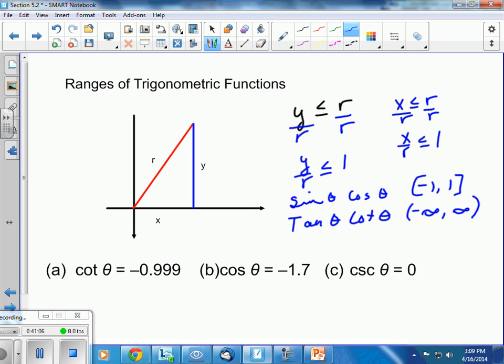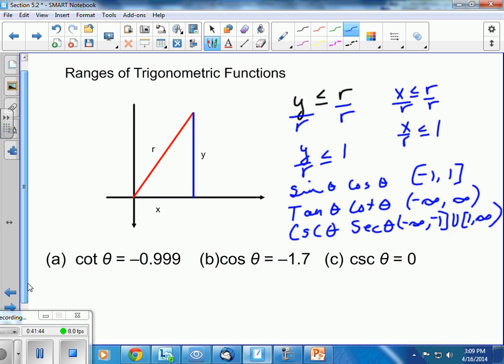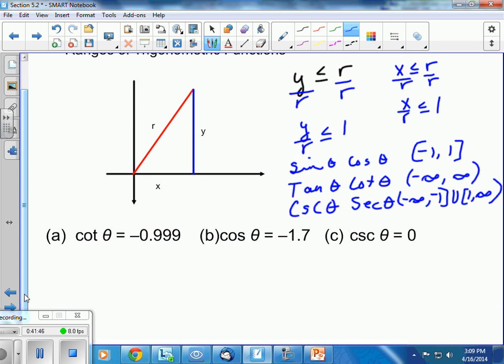The secant and the cosecant, and that's similar to what we talked about with the sine and the cosine, remembering that they are reciprocal functions. Because they're reciprocal functions, the cosecant and the secant would have ranges from negative infinity to -1, and jump over that interval that the sine and cosine cover, and then start at 1 and go to positive infinity. With that said, we can determine if these angles are possible.